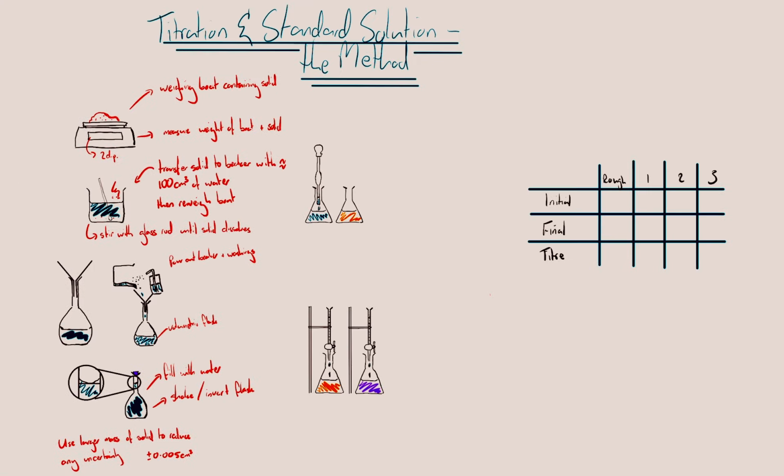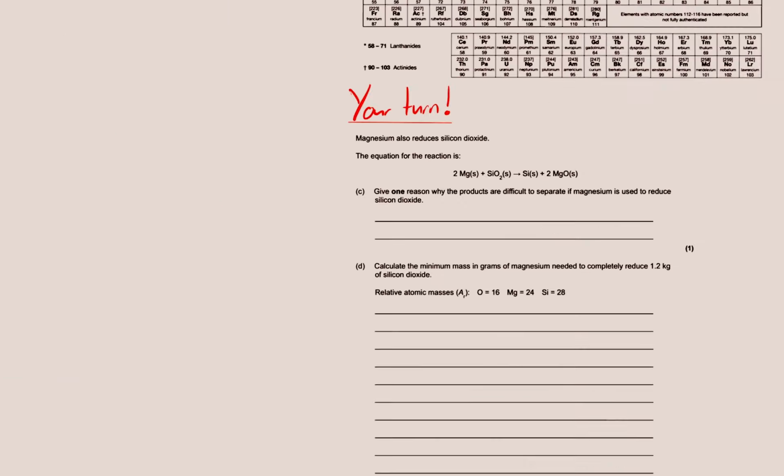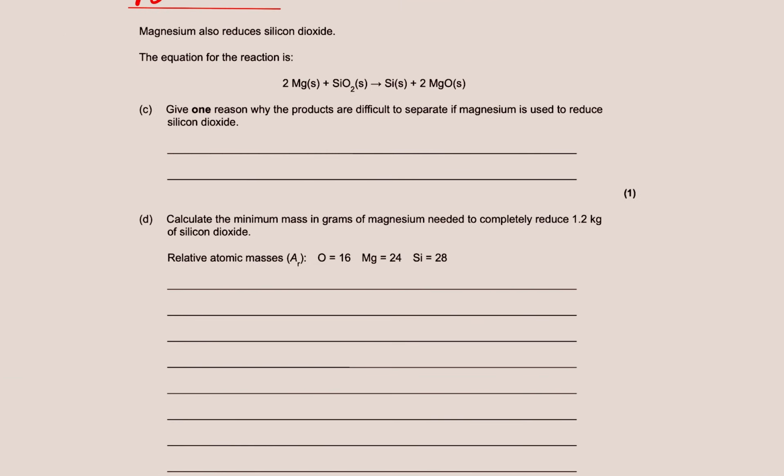As always, we'll cover the titration bit in the next video, and let's answer the questions from the end of last video. So here we had a past paper question. Magnesium also reduces silicon dioxide, and we've got our equation for that here. It's really important that we remember that all of our questions are often linked. So a question could give us an equation in 1A, say, and then 1D ask us something about it. C, give one reason why the products are difficult to separate if magnesium is used to reduce silicon dioxide. Here, bit of common sense.